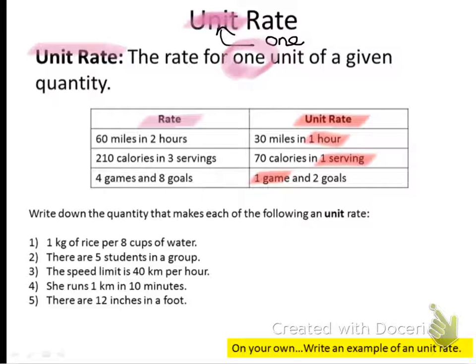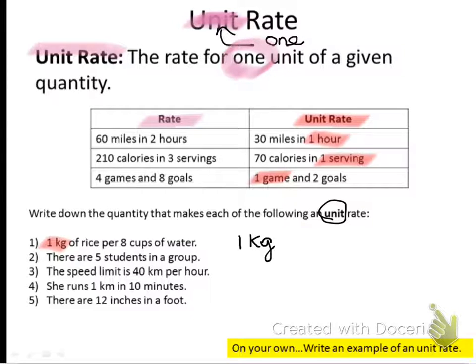Okay, here it says write down the quantity that makes each of the following a unit rate. The first one says 1 kilogram of rice per 8 cups of water. What we're looking for is the number 1. Here it's 1 kilogram that makes this a unit rate. On your line, you'd write 1 kilogram. Okay, let's do the next one together.